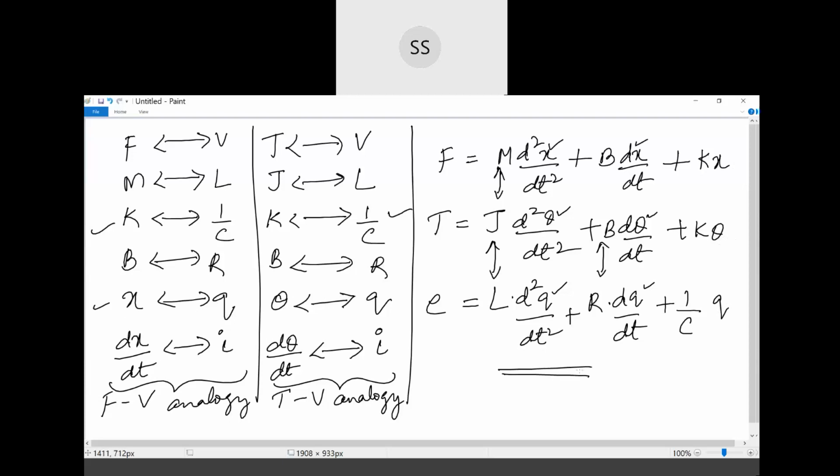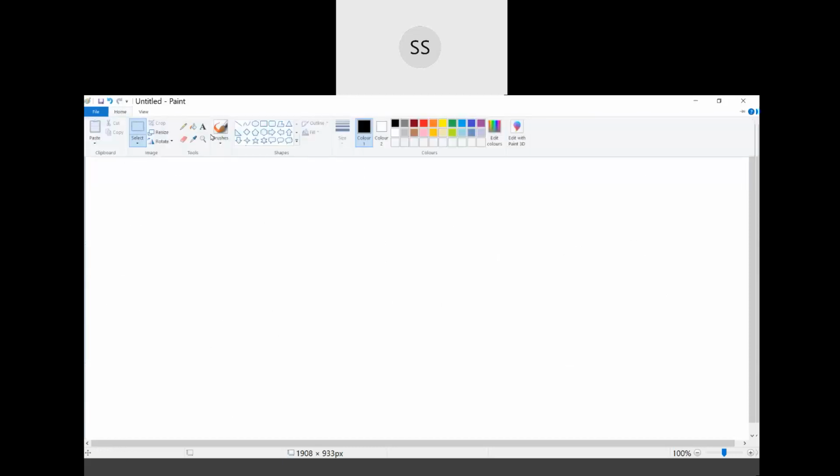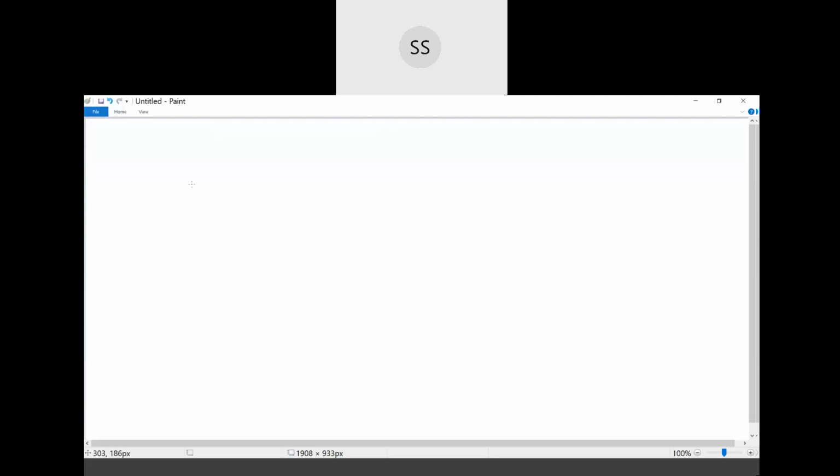So this is the summary for the translational system, rotational system, and electrical systems. This is known as force voltage analogy and torque voltage analogy. Similar to this, we can write one more circuit, that is the parallel RLC circuit. So we consider a parallel LCR circuit.